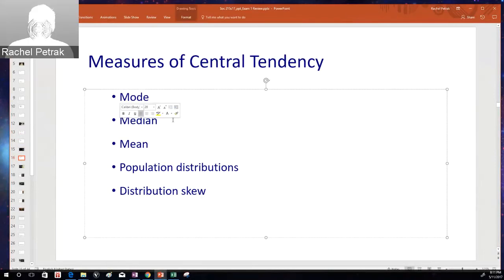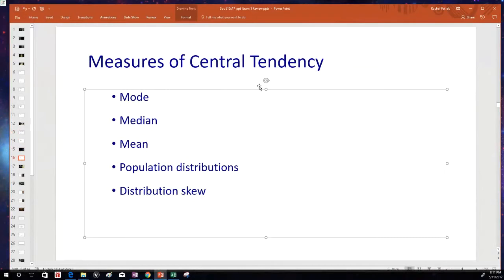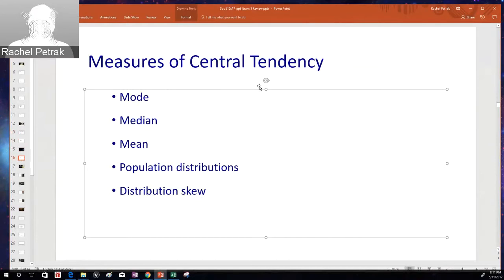Now, the median, which is just the point at which 50% of the data is above that point and 50% is below, we can use with ordinal and interval data. We can use the median with interval data as well, and depending on our distribution, whether it's skewed or not, that's going to tell us whether the median or the mean would be the best measure of central tendency when you're looking at an interval variable.